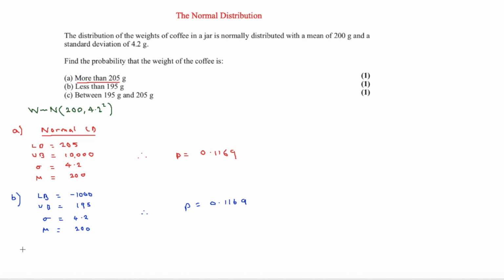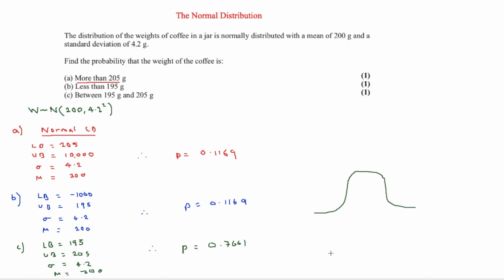The final one is asking for between 195 grams and 205 grams. Again, we're using normal CD. The lower bound is going to be 195 this time, and the upper bound is going to be 205. The standard deviation stays the same at 4.2, and the mean is 200. Therefore, this time, the probability is going to be 0.7661.